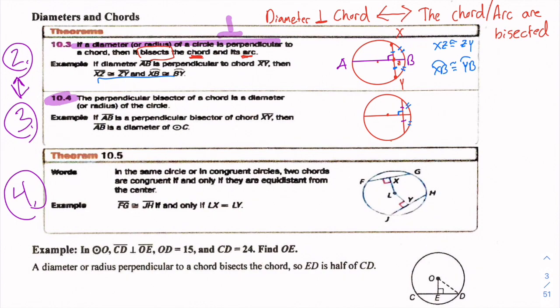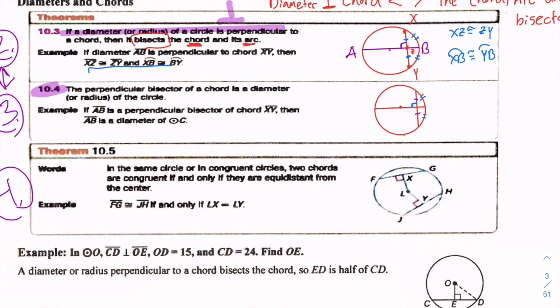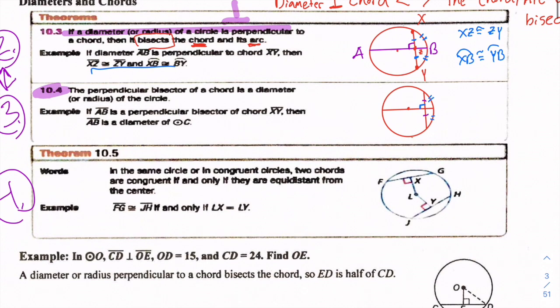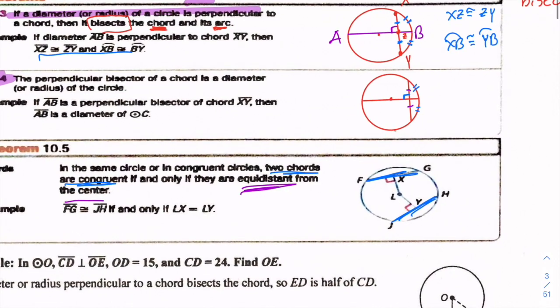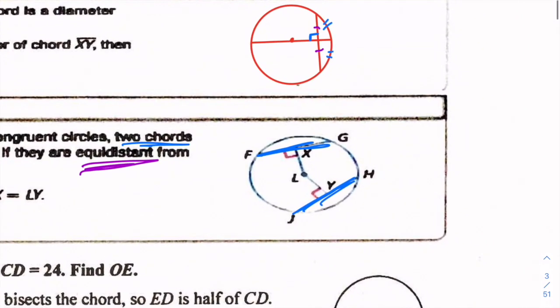This last theorem here, it's not used too often. It is used sometimes, but it states that in the same circle or in congruent circles, the two chords are congruent. So two chords, look at this diagram, two chords, FG, JH. Those two chords are congruent if and only if they are equidistant. So the chords, they have to be the same distance from the center. And you always measure this distance with a perpendicular line, okay?